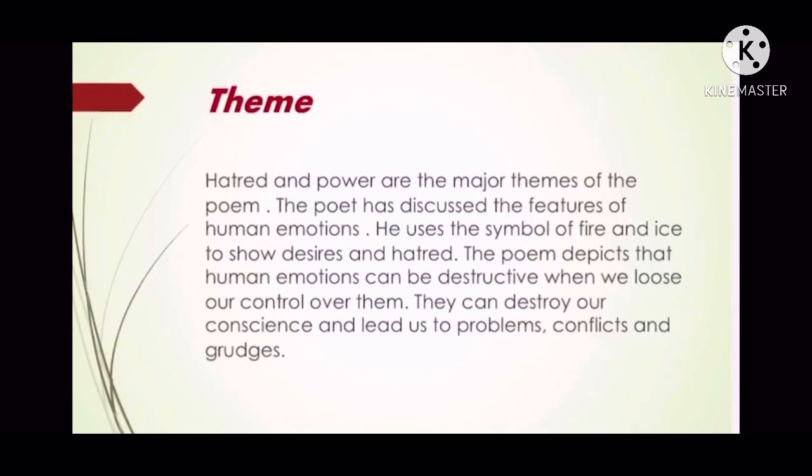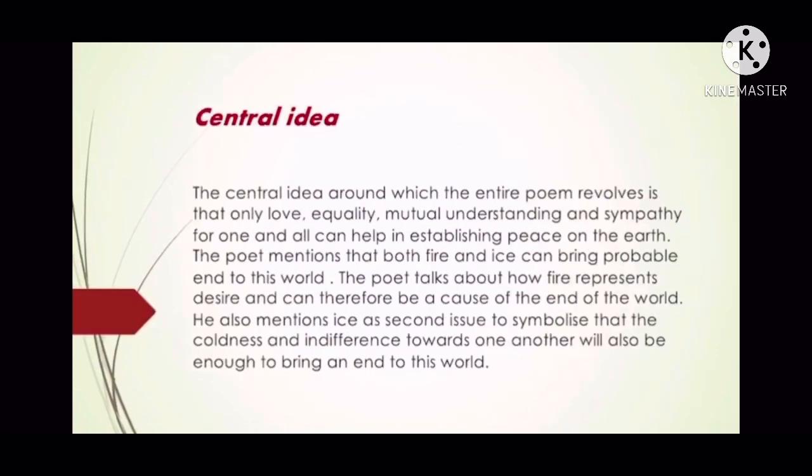The poet has discussed the features of human emotions. He uses the symbols of fire and ice to show desire and hatred. The poem depicts that human emotions can be destructive when we lose our control over them. They can destroy our conscience and lead us to problems, conflicts, and grudges. The central idea around which the entire poem revolves is that only love, equality, mutual understanding, and sympathy for one and all can help in establishing peace on the earth.